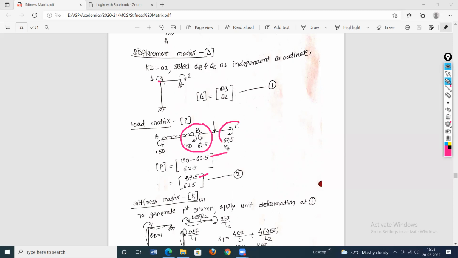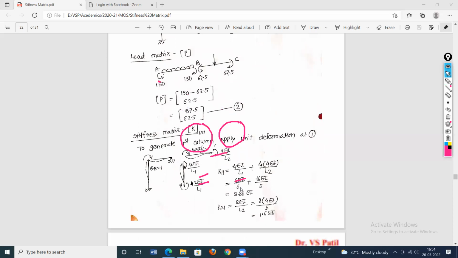And this is coordinate number 2. Coordinate number 2 is again clockwise, and it is 62.5. So these are the two elements in the load matrix. Call this equation number 2.